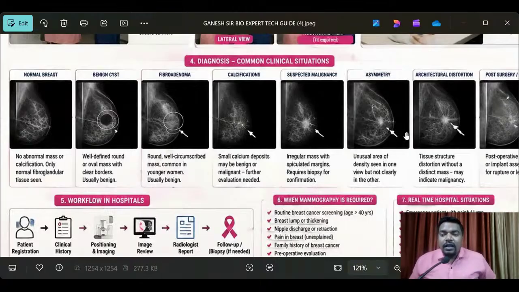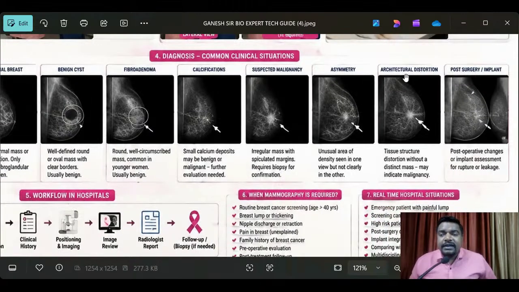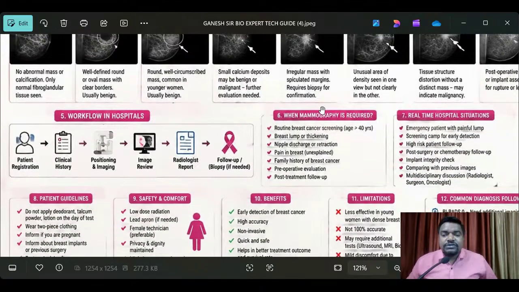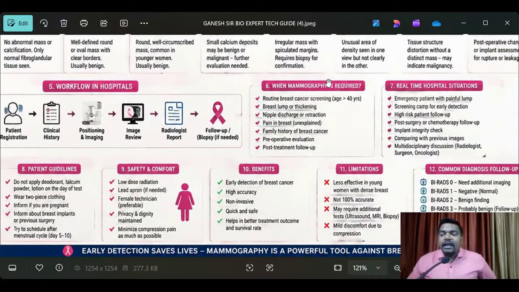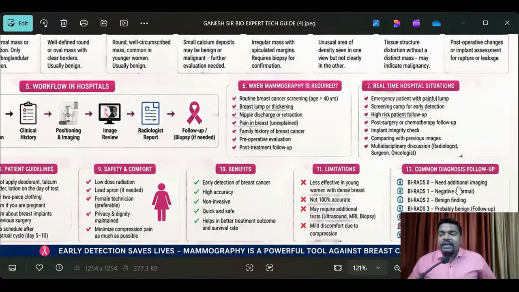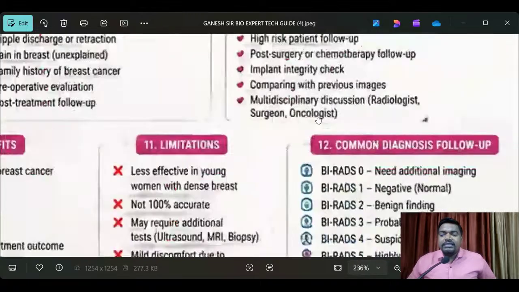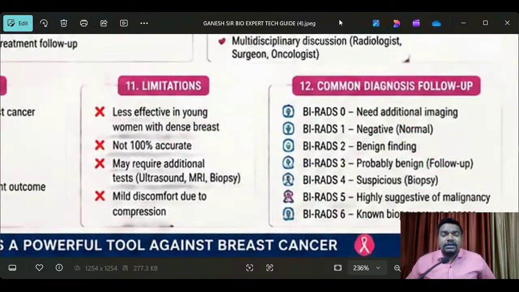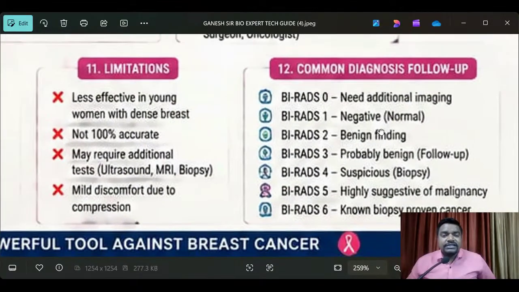Okay. Now see here, this is the picture: asymmetry, architectural distortion, post-surgery and implant. So in these situations, very clear information, whatever I'm going to show you, I hope you got it very clearly, and definitely you will get the information. Understand? So all this information I have successfully given here. Now common diagnosis follow-up, see here. This information, sir, till now I didn't share, that's why today I'm going to share it here.